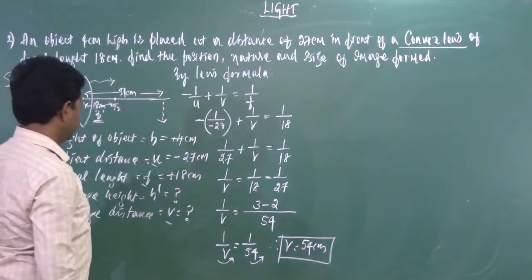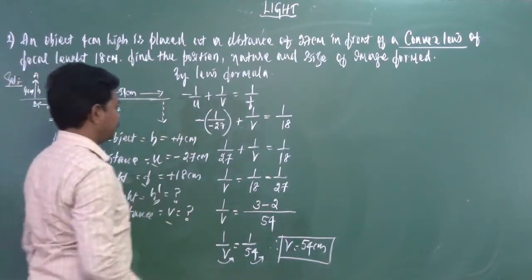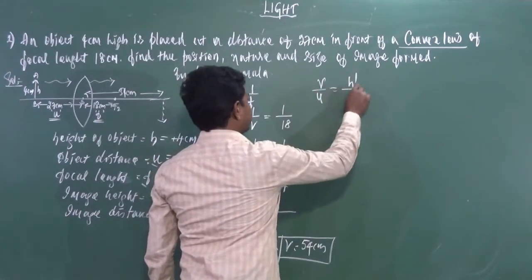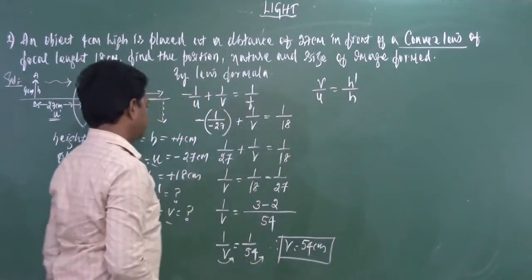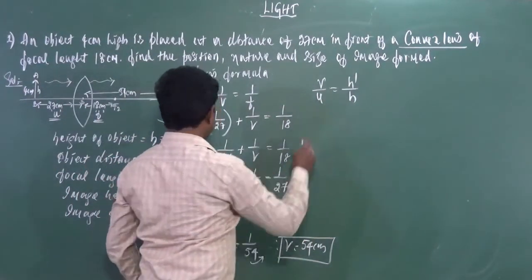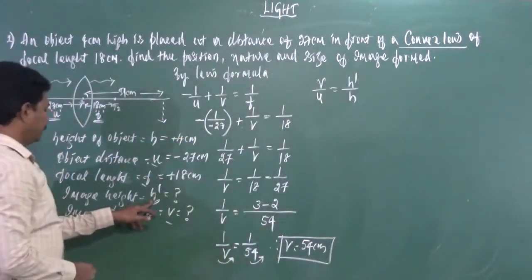Now we will find h dash, that is the height of the image. So v by u is equal to h dash by h. This is the relationship. We'll make h dash the subject here, as we have to find the image height.